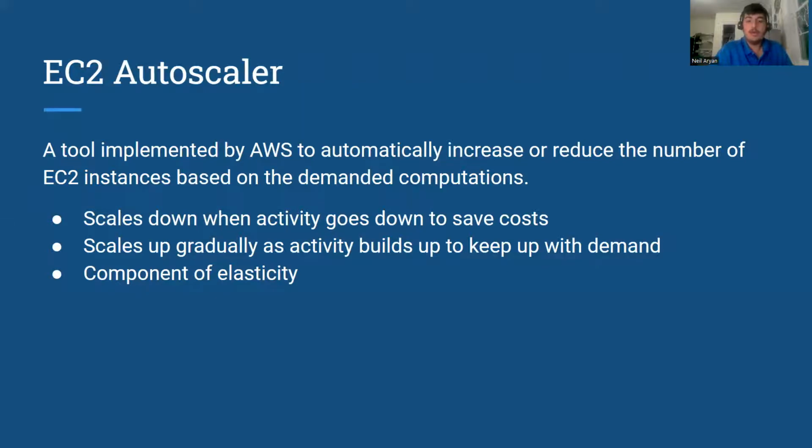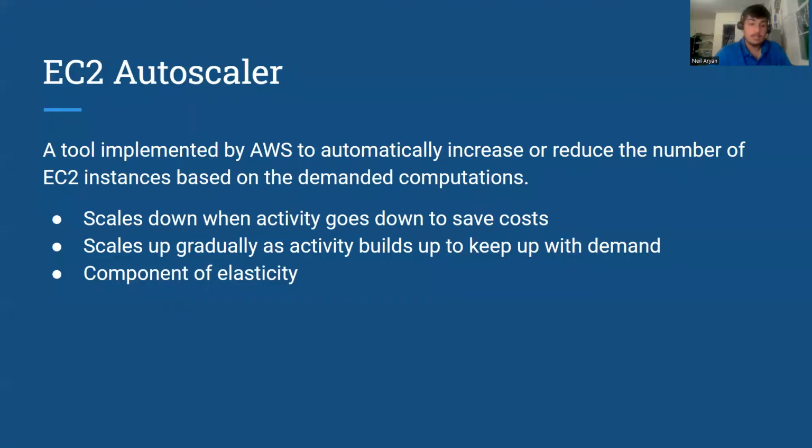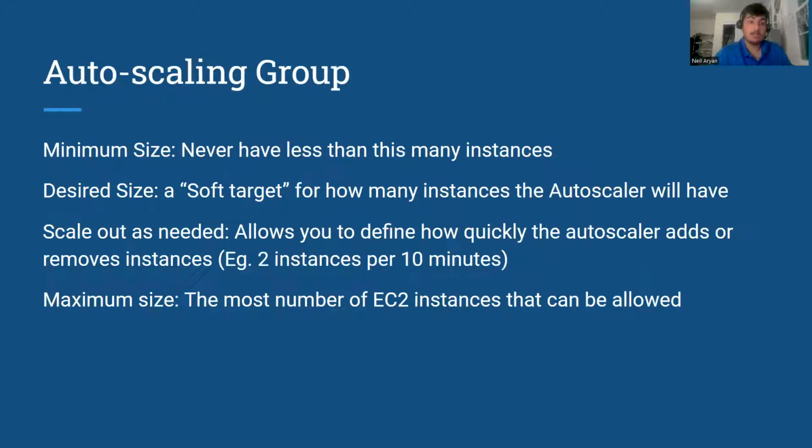Then it scales up gradually as activity builds up so that it keeps up with the demand. So as you can see on, say, Tuesday, we have, say, 55% of the total capacity. On Wednesday, when it finds that there's a lot more demand, it'll automatically increase the number of instances so that your application can keep up with the demand. There also are components of elasticity, which we're going to be discussing in just a couple of minutes.